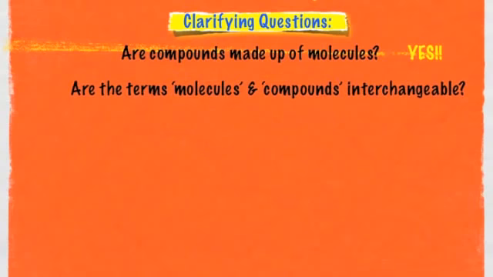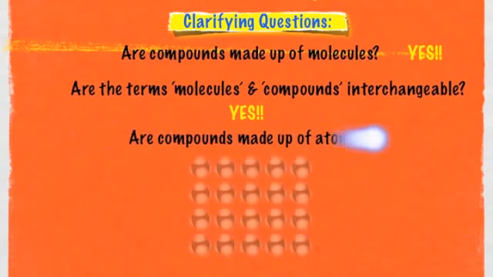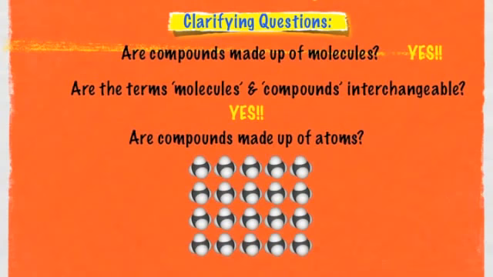Are the terms molecules and compounds interchangeable? Yes, they are, just like atoms and elements are. Molecules and compounds can be used interchangeably. But remember, a molecule is the smallest component of a compound that still has the same properties of that compound.